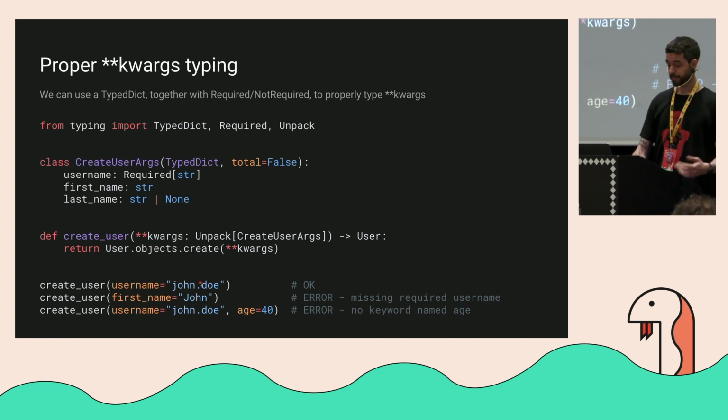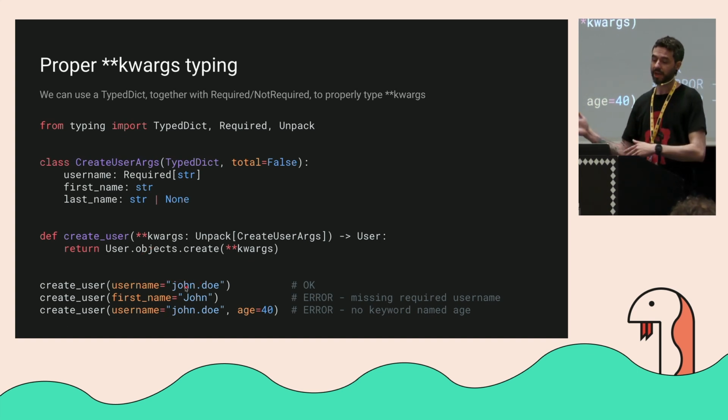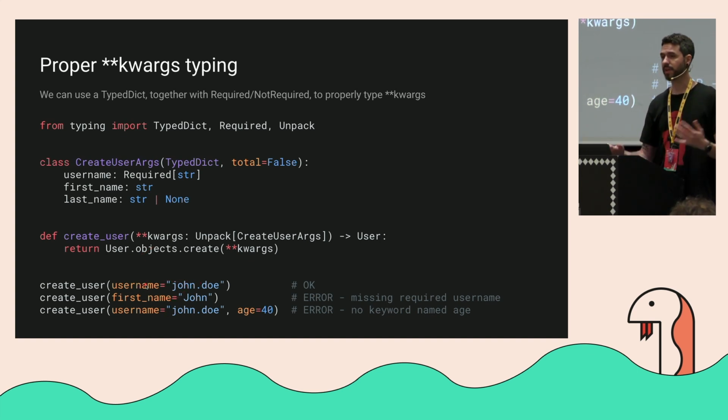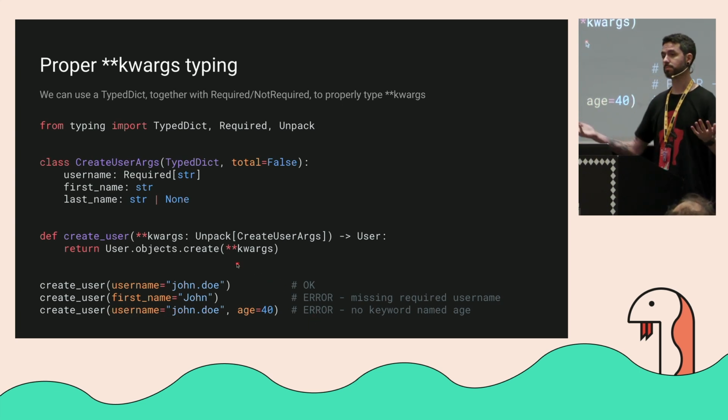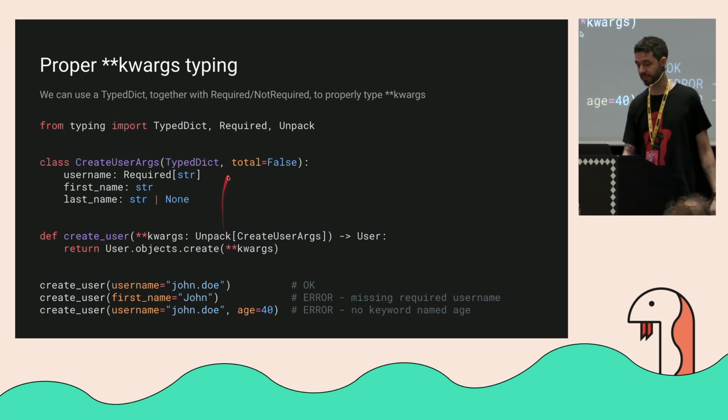So now the typing is going to help. If I do this, I even get code completions depending on the IDE that you are using. If I do this, it's okay, but this is going to be an error because it's going to say, oh, you are missing passing username. If you do this, it's going to say, oh, we don't have an age. So the typing is going to actually help you with that.